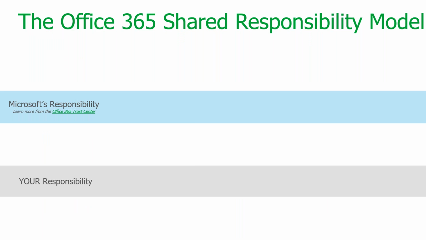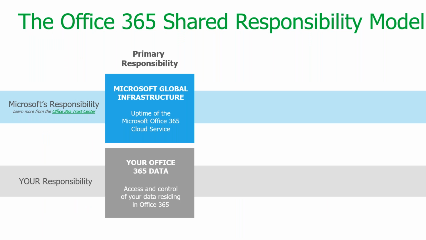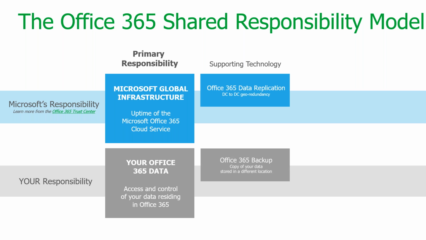So let's talk about the shared responsibility model. You can see that we have two different lines. One is the Microsoft responsibility, and the other is our responsibility as a customer or as an IT admin. Microsoft will give you the uptime of the Microsoft Office 365 cloud service 24/7, and our responsibility is to keep access and control of the data residing in Office 365. Same for the supporting technology Office 365 offers you, such as data replication. In case a data center goes down, you can still log in to your Office 365 account, because everything is replicated between different regions. But we need to have an Office 365 backup, an offline copy of your data stored in a different location, same as we do with VMware, Hyper-V or Nutanix.